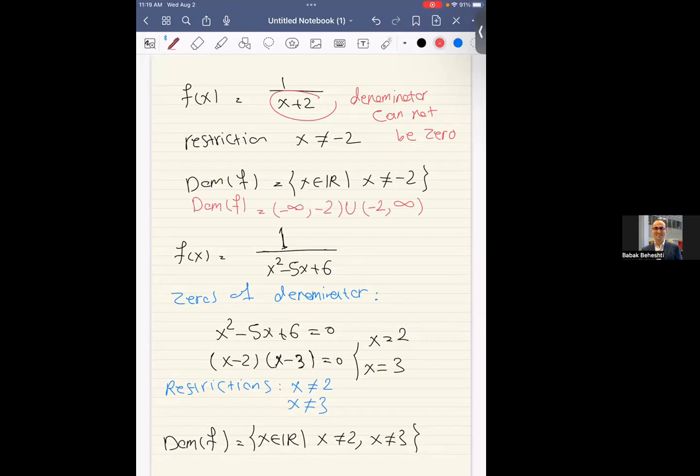And here you have to exclude 2 and 3. So you have -infinity to 2, union 2 to 3, union 3 to positive infinity.